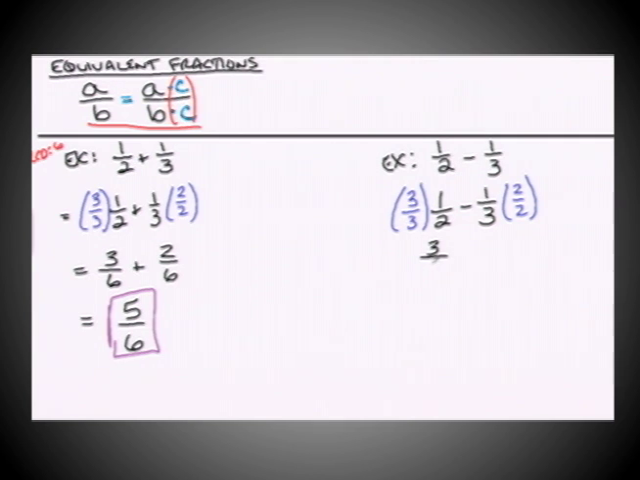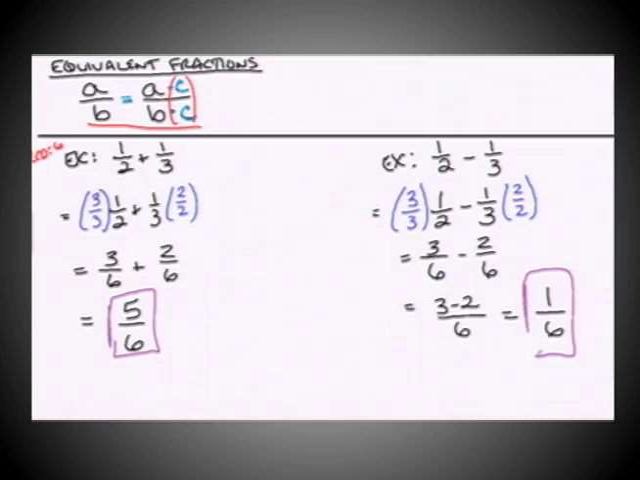So I end up with 3/6 minus 2/6. And here's another intermediate step, subtracting those numerators over the common denominator, which leaves us with 1/6 when we subtract those.